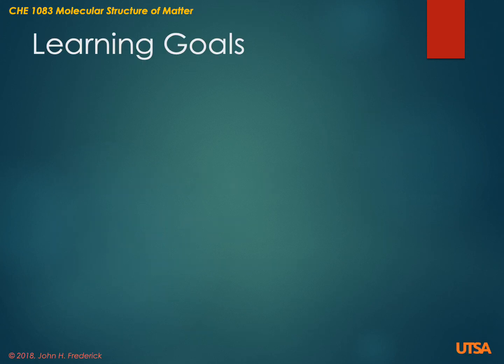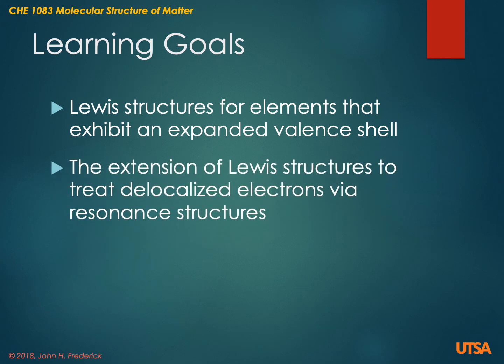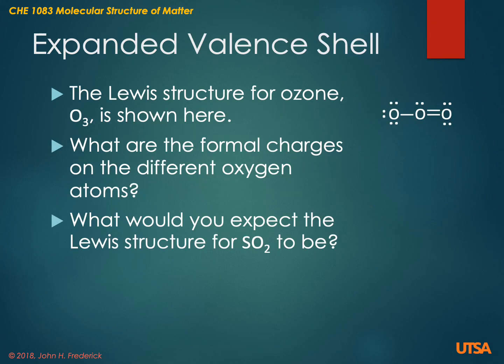Our learning goals include how we draw Lewis structures for elements that can expand their valence shell, that is atoms that are in the third row of the periodic table or lower. And then we'll extend those Lewis structures to treat delocalized electrons, electrons that can be spread out over many atoms, because this is something for which Lewis structures really weren't necessarily designed to begin with.